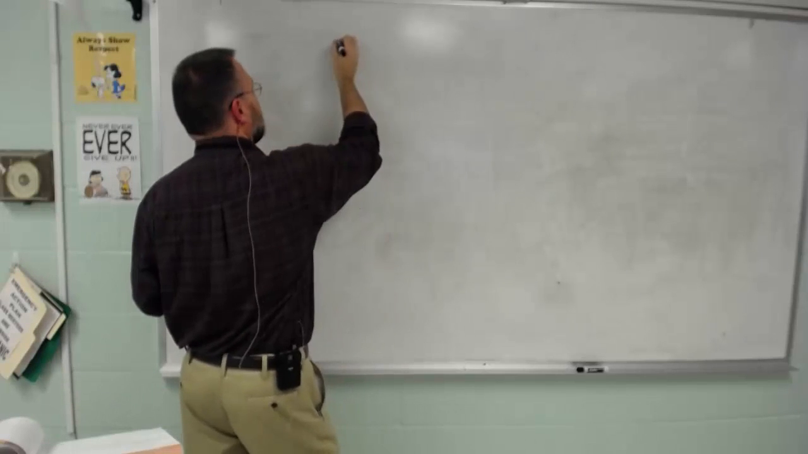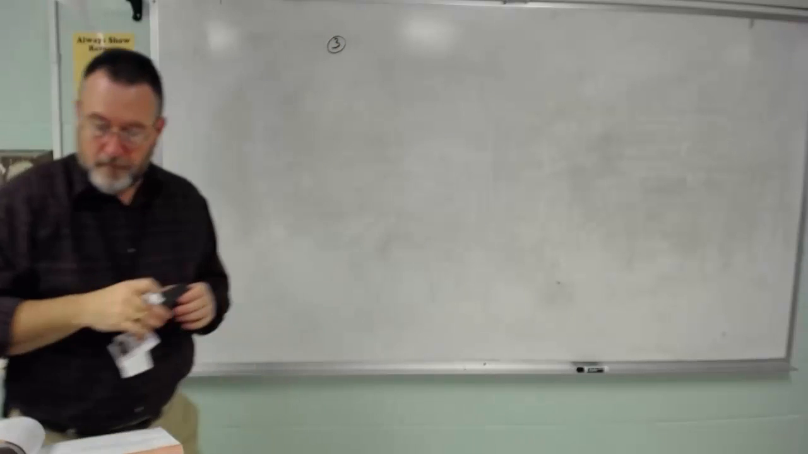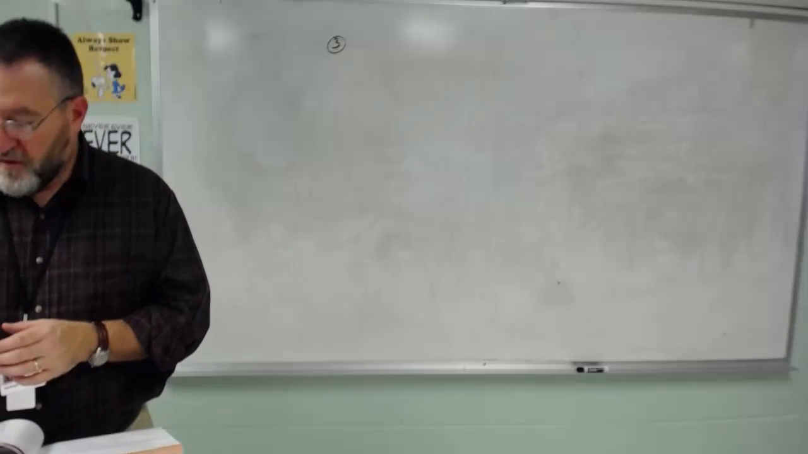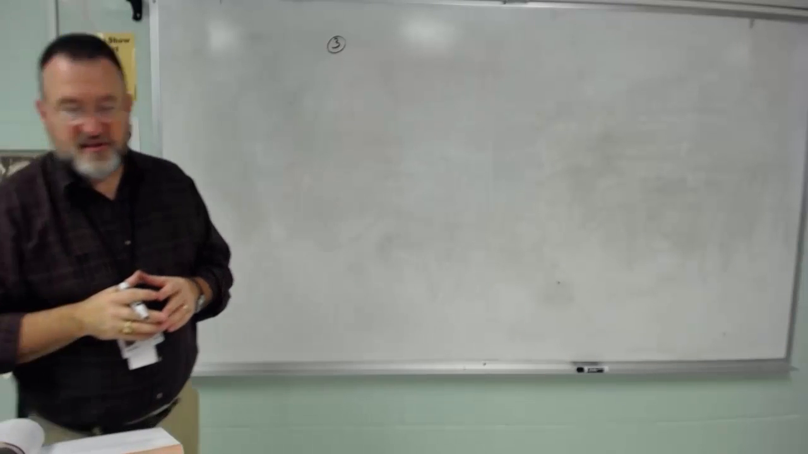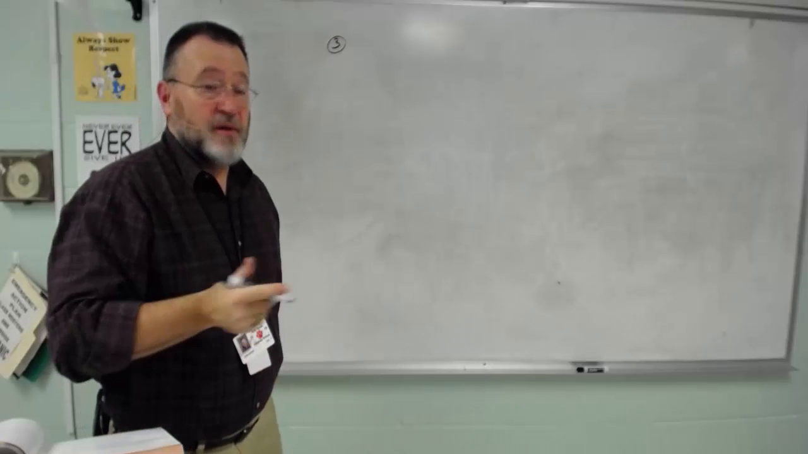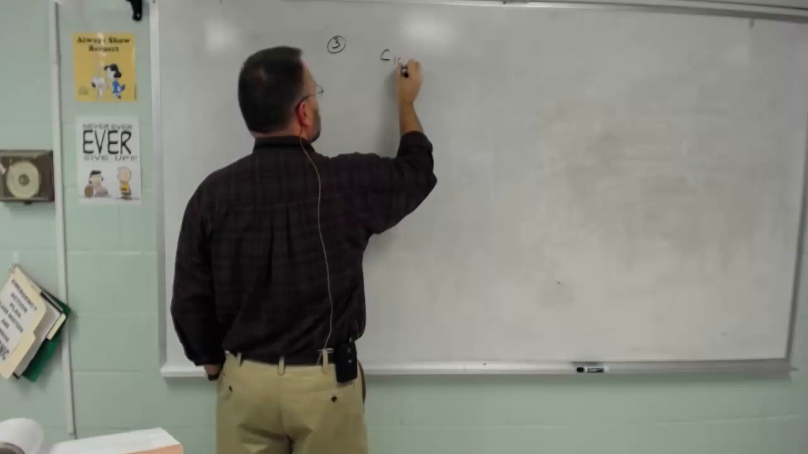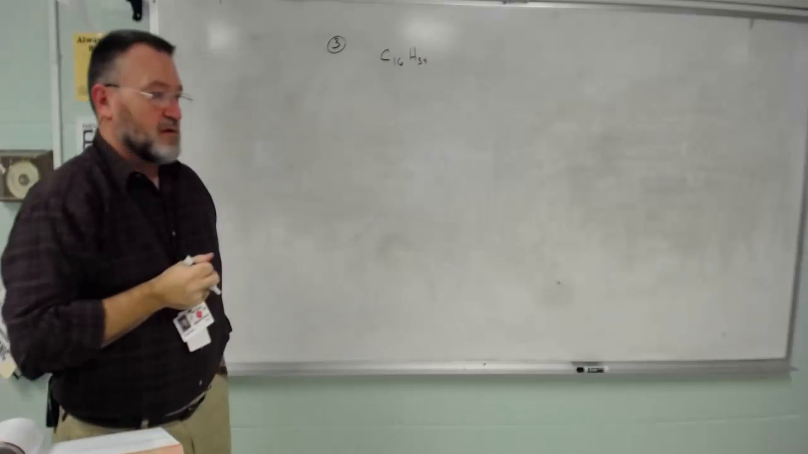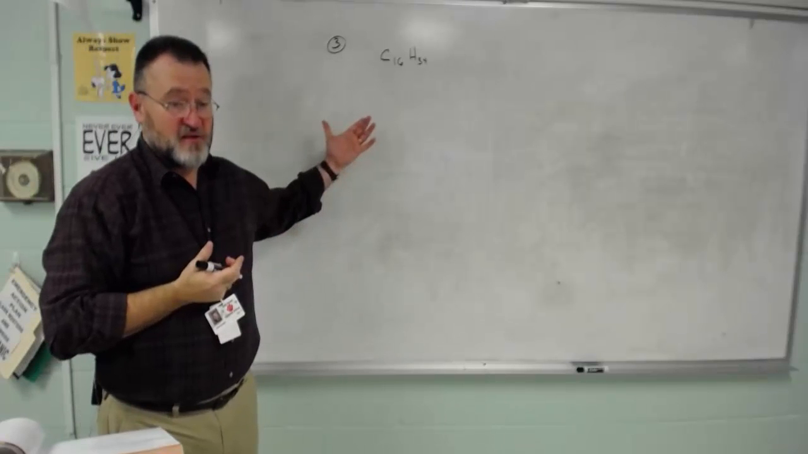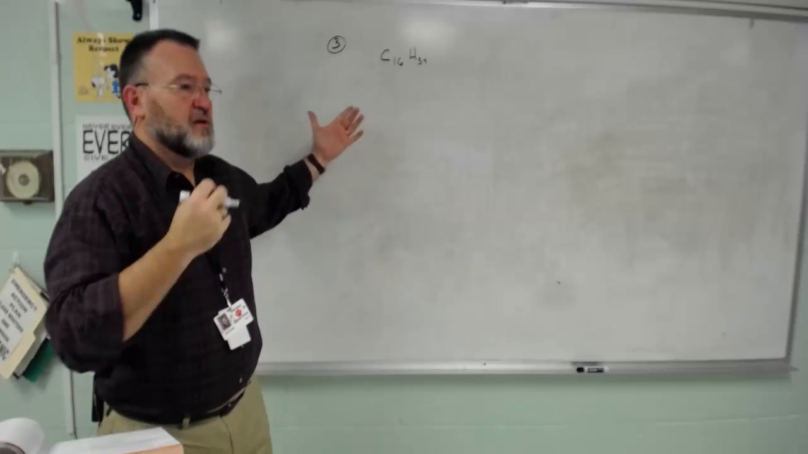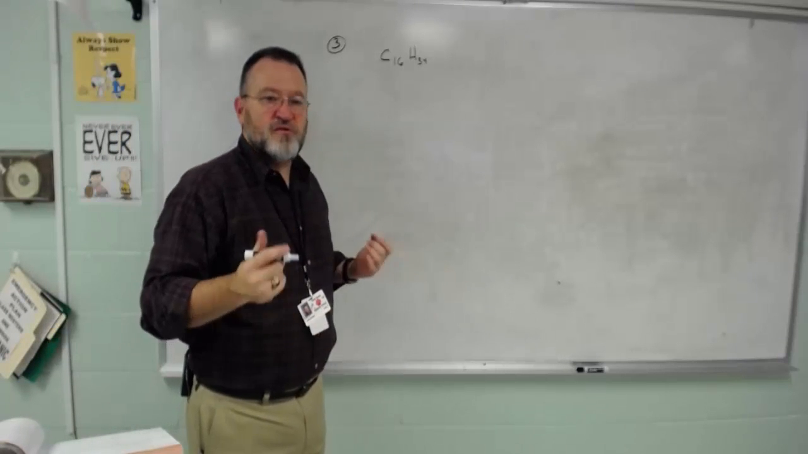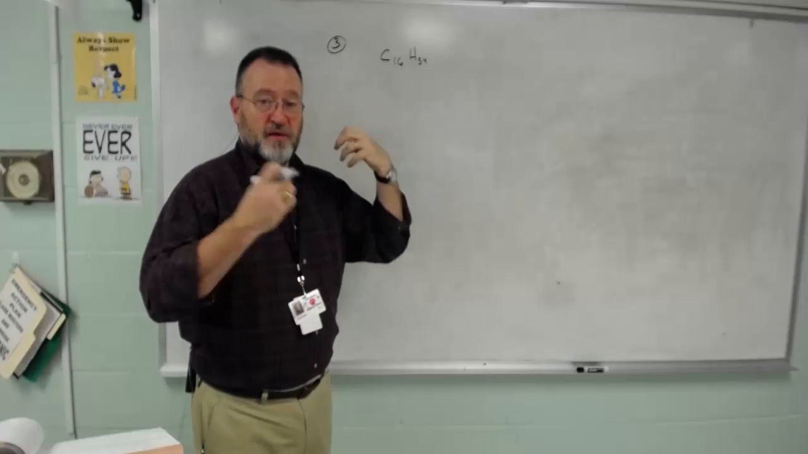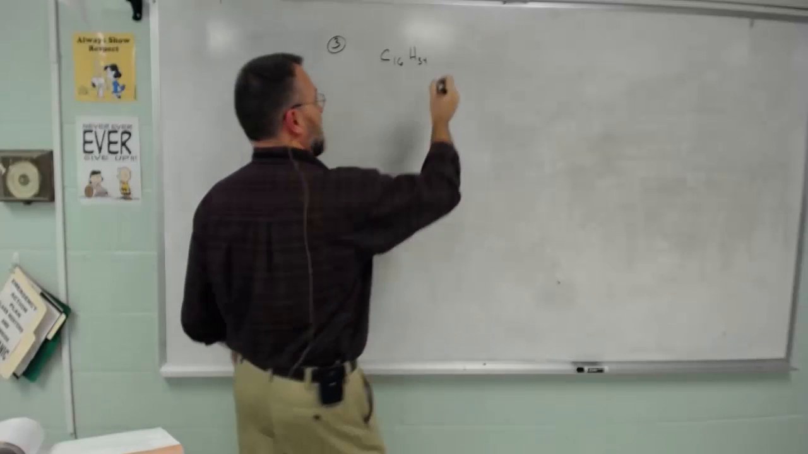All right, number 3. What is the balanced chemical equation for the combustion of C16H34? Now, hopefully you see, first of all, start with combustion. When you see the word combustion, what do you know is the other reactant? Oxygen. Good. This is the fuel that's reacting with oxygen. Whatever it is, it's going to react with oxygen.